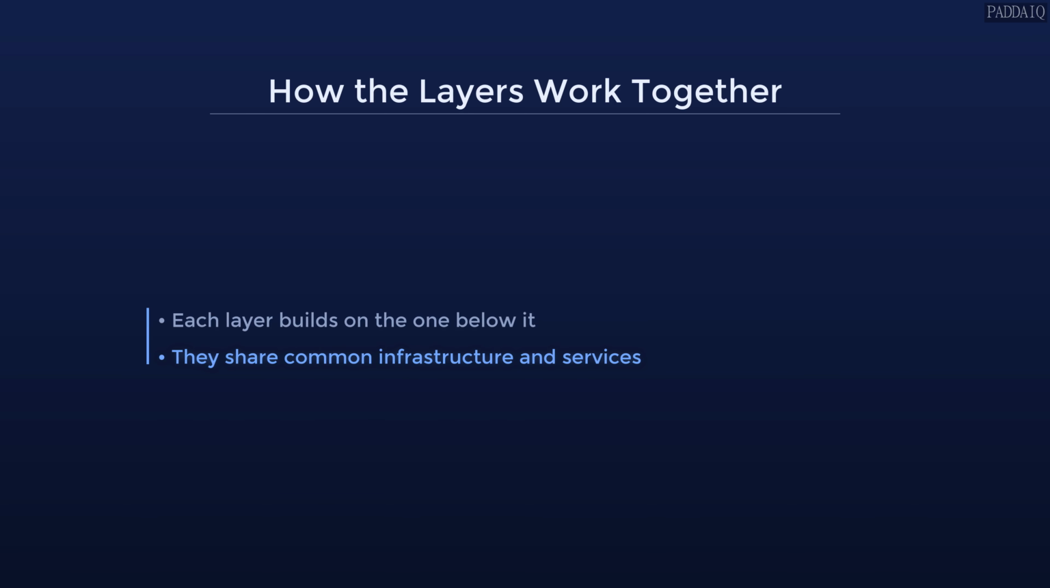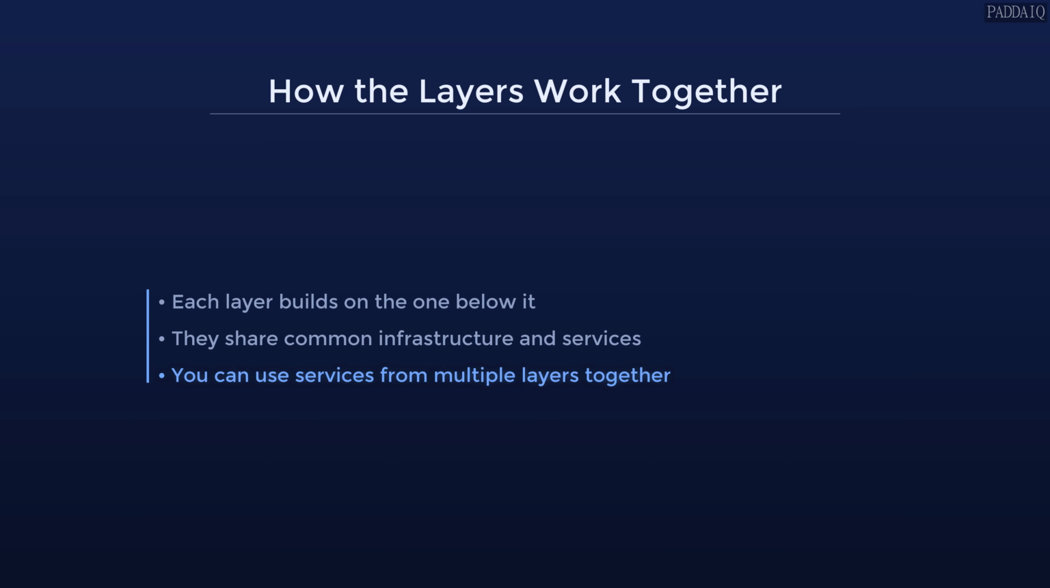They share common infrastructure and services. This means all layers use the same foundational resources, like security and databases, avoiding duplication. For example, an application layer can securely access the database layer without building its own login system. This unified approach makes development faster and more reliable.